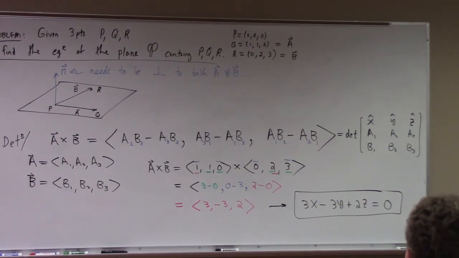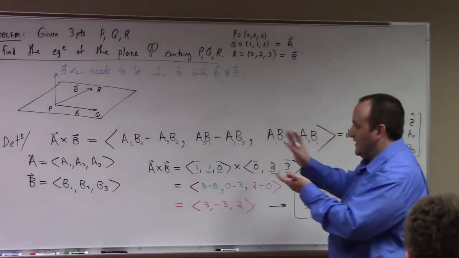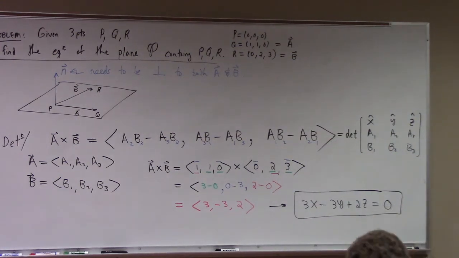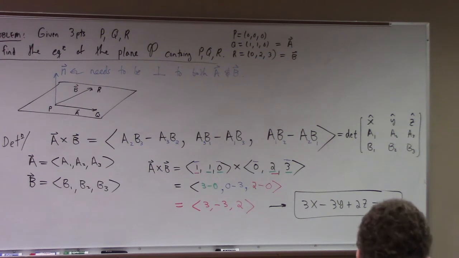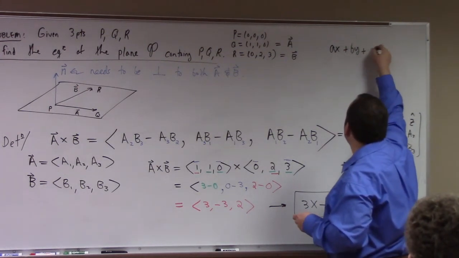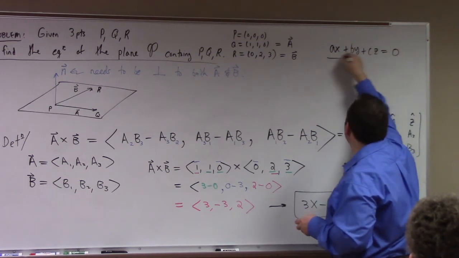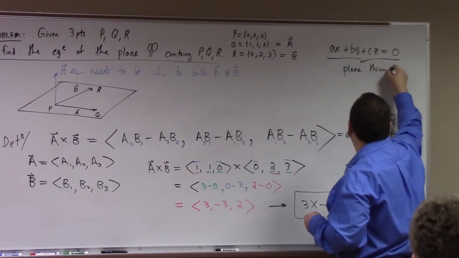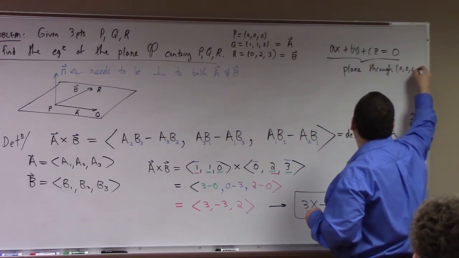It's got the origin, right? So if the plane has the origin, then that d that I wrote, but have since erased, that d is equal to 0. The equation for a plane through the origin is something like ax plus by plus cz equals 0. This is a plane through 0, 0, 0.